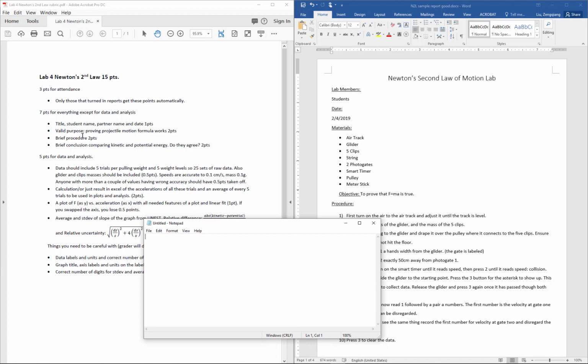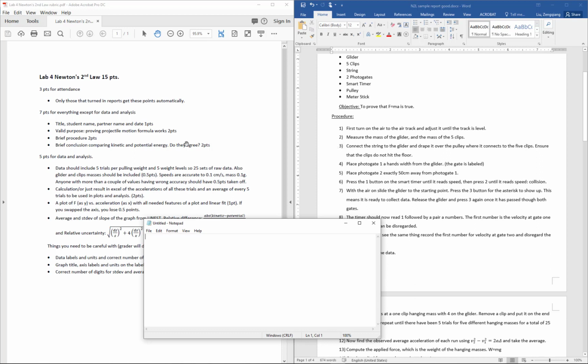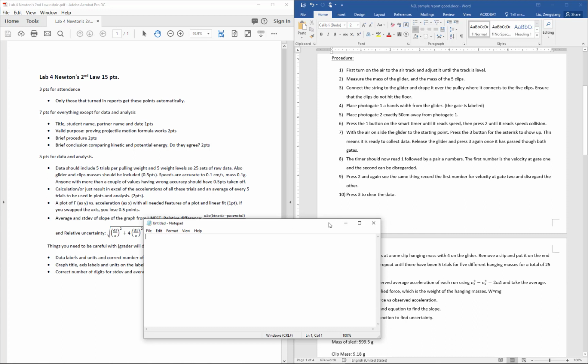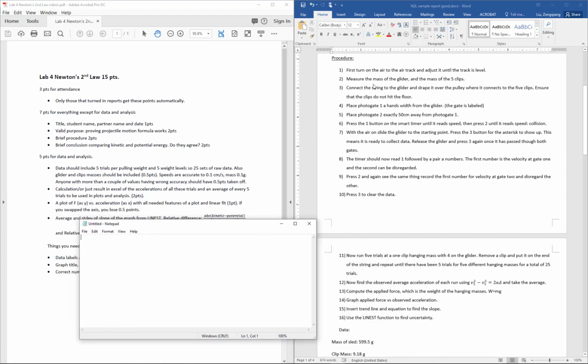And then some materials listed, good. Brief procedure and purpose. Purpose: to prove that F equals MA is true. That's pretty brief, but that hits the point. So let's move on to procedure. Procedure is not very brief, but let's see if there's anything that looks odd.